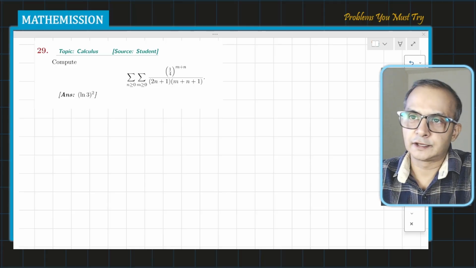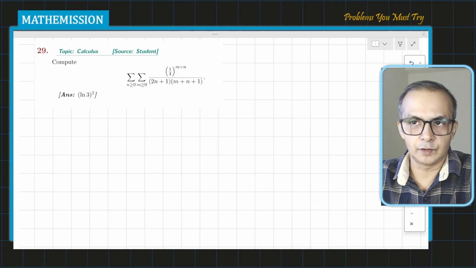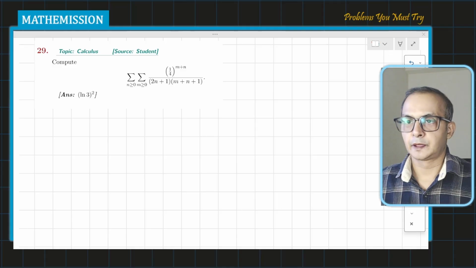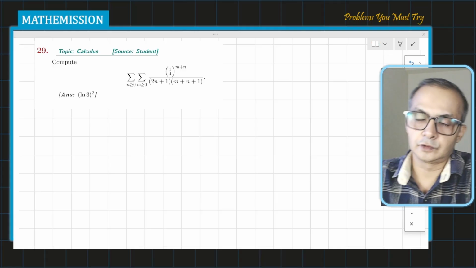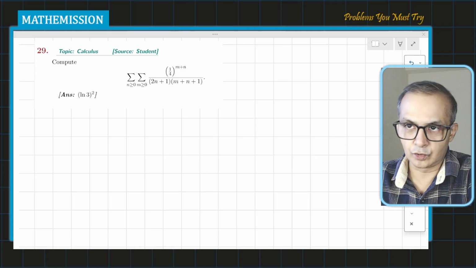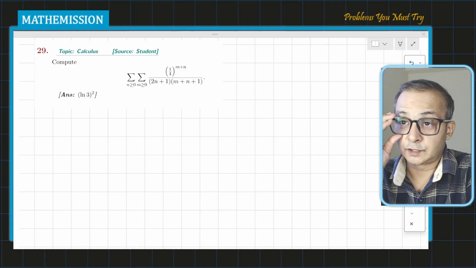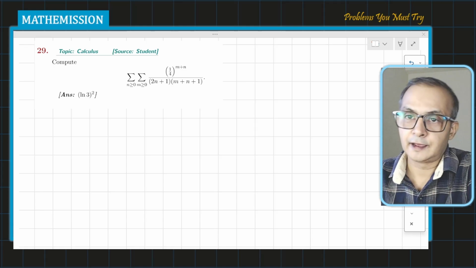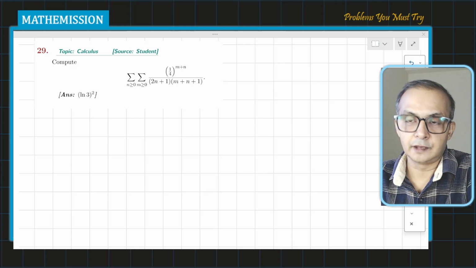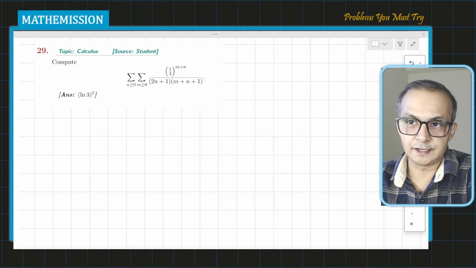This question is from calculus, sent to me by one of my students. I don't know the actual source of this question, but it is a very beautiful question and a lot of mathematics we are going to explore while we solve it. If you want to give it a try, that will be appreciated. And the answer would be (log 3) the whole square, as you can see here.